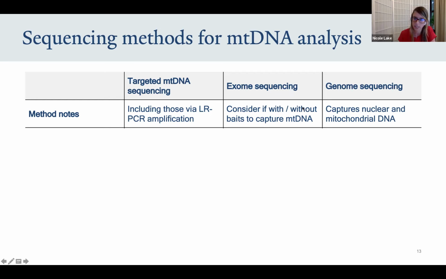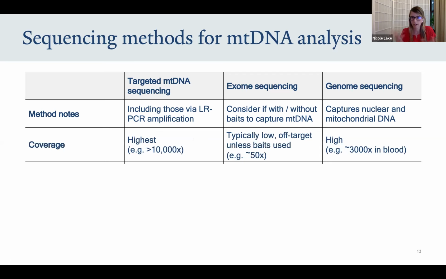You can also potentially analyze the mitochondrial genome from exome sequencing data. Most exome capture kits don't provide on-target coverage of the mitochondria. It's typically off-target coverage. However, there are some kits available which do selectively enrich and aim to capture the mitochondria, so it's important to consider which platform you're working with. And genome sequencing, of course, is great from the perspective that it provides coverage of both genomes.